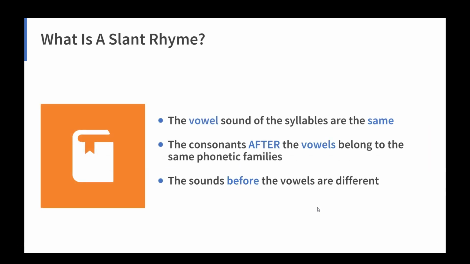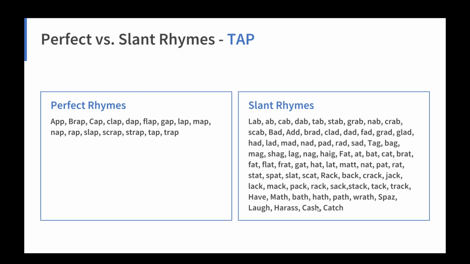A couple of the rules: the vowel sound of the syllables are the same, so they're all that ah sound, or if it was an O sound, it would be dope, right? The ah sound is the vowel. They need to all be the same in order for it to be a slant rhyme. The consonants after the vowels belong to the same phonetic family, and I'm going to tell you what a phonetic family is soon. Essentially it's just different consonants at the end that have the same sound, and then the sounds before the vowels are different. That is not necessarily 100% true, and we'll talk about that a little bit.